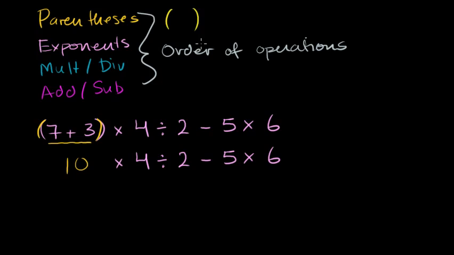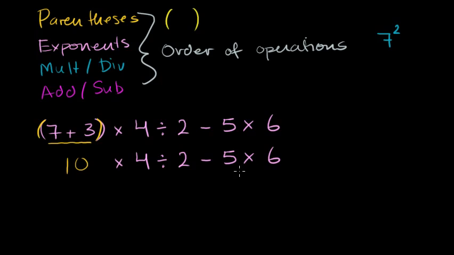And just so if you're curious what exponents look like, an exponent would look like 7 squared. You'd see these little small numbers up in the top right. We don't have any exponents here, so we don't have to worry about it. Then it says to do multiplication and division next. So where do we see multiplication? We have a multiplication, a division, a multiplication again.